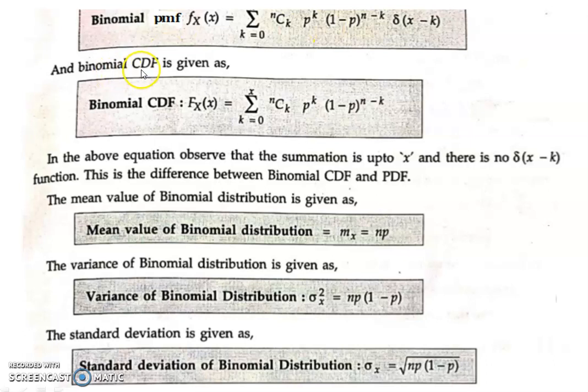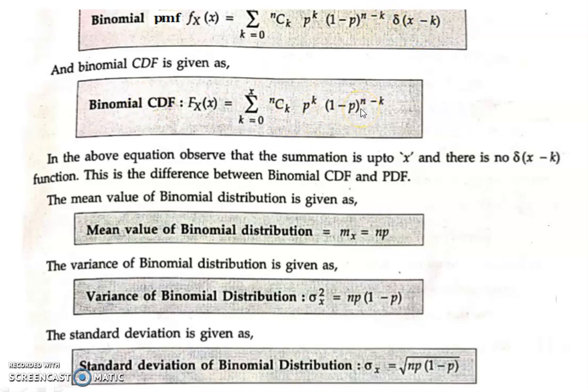And the binomial CDF, the cumulative distribution function, is given by capital F with subscript capital X, bracket small x, which is equal to summation k equal to 0 to x, nCk into p power k (1 minus p) whole power n minus k. Here the summation represents that we are considering the discrete distribution. The random variable has discrete values. So you observe the difference in the above two equations. In the PMF you have the additional term delta(x minus k), whereas in the CDF we don't have that term.